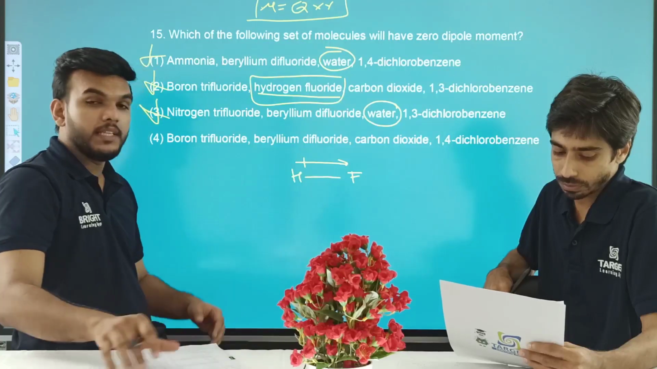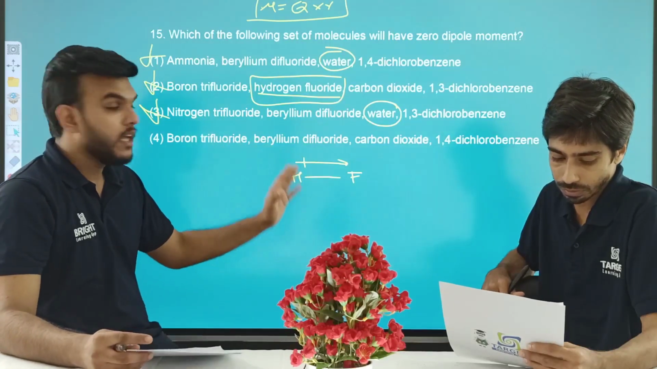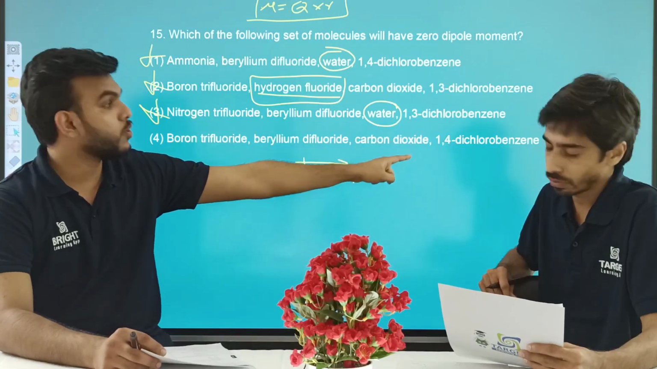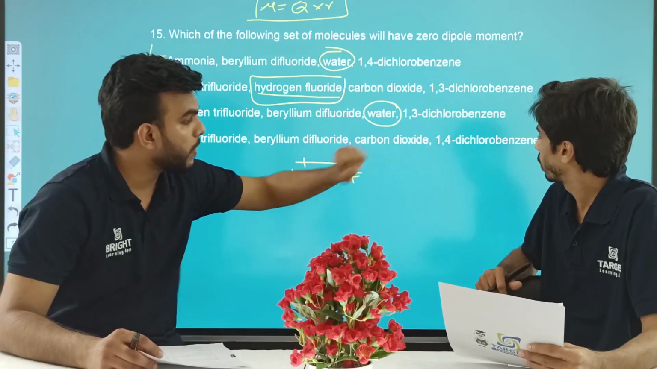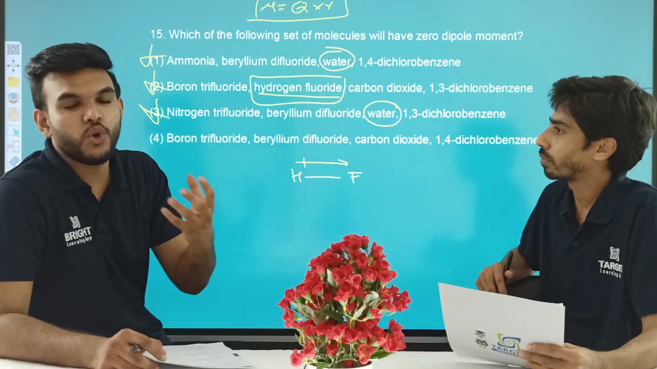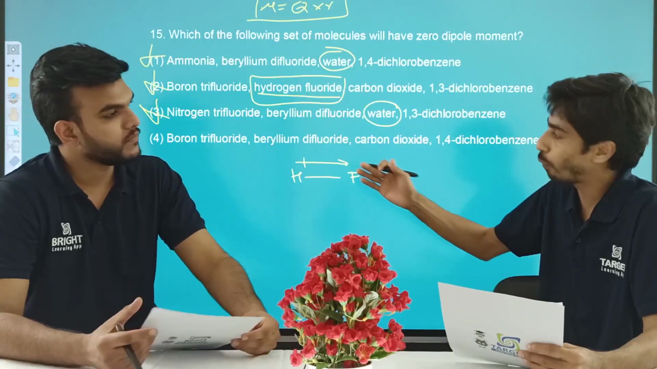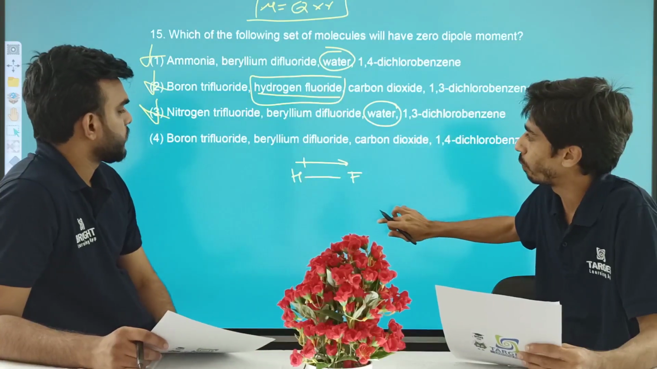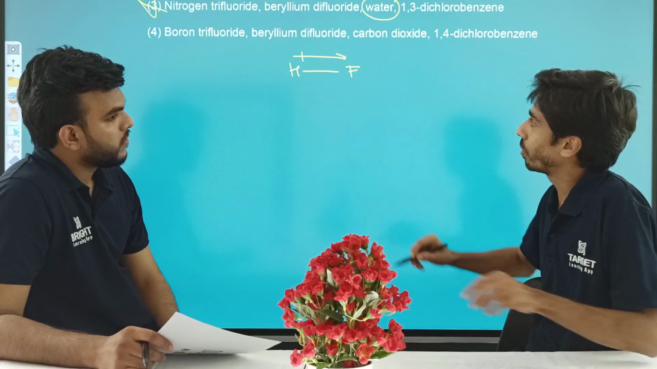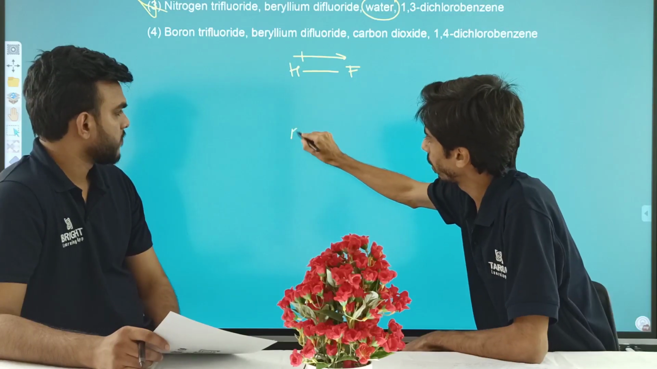You are given the concept of boron trifluoride, beryllium difluoride, carbon dioxide. Carbon dioxide has a zero dipole moment. And also you are given 1,4-dichlorobenzene. So this will have a zero dipole moment. It will be better if we go for the structures, like for boron trifluoride, etc. So if you go for boron trifluoride, the structure will be.